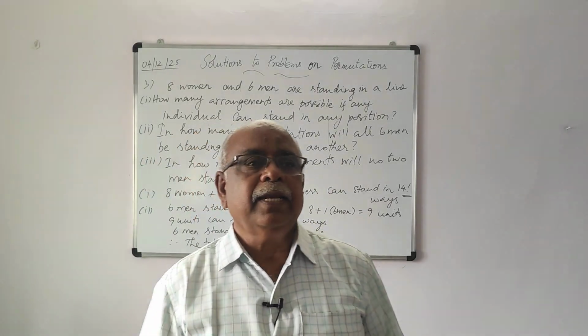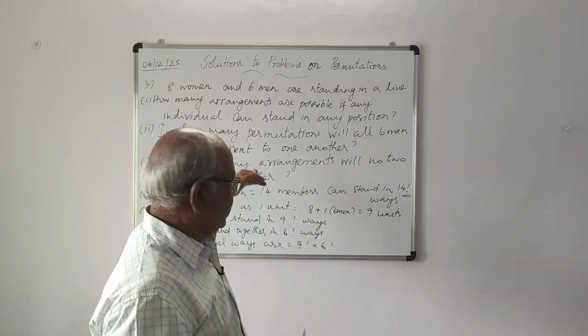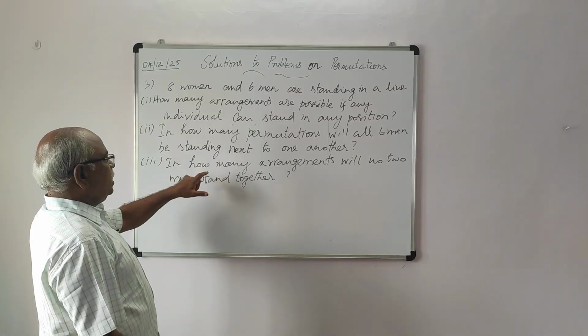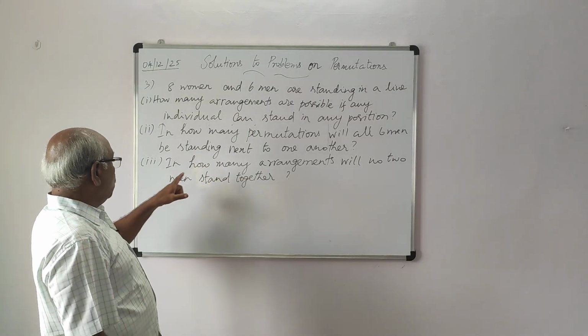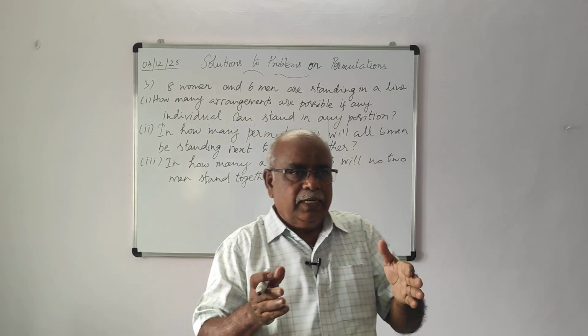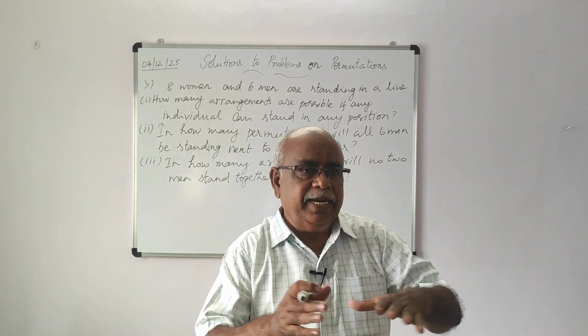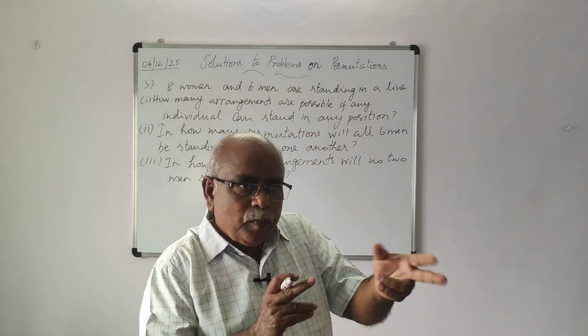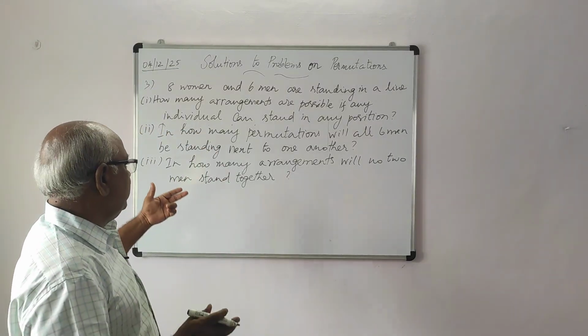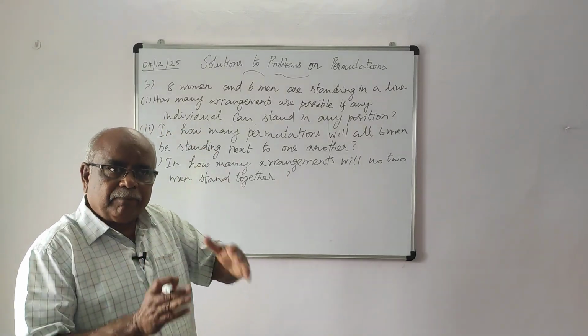Okay, and we will see the third condition now. The third one is: in how many arrangements will no 2 men stand together? The 6 men, in the third case, are not standing together. No 2 men stand together. That means between every two men there is a gap.